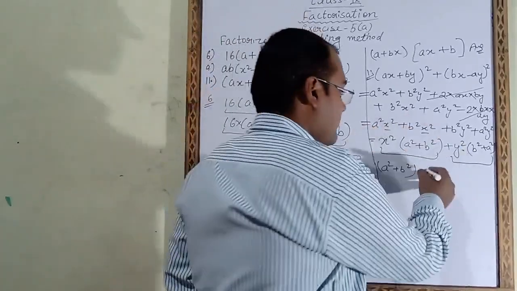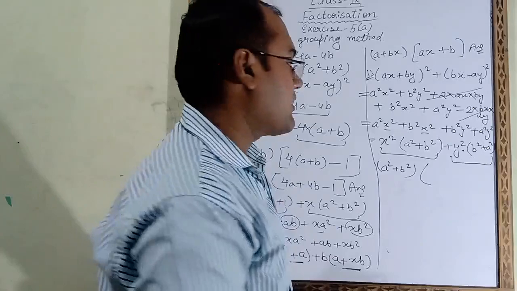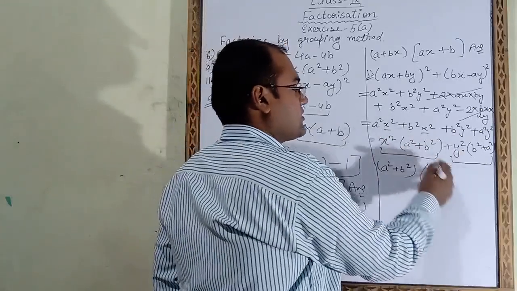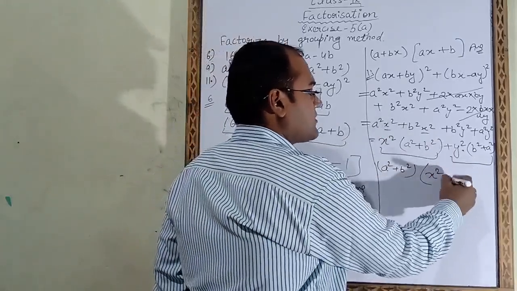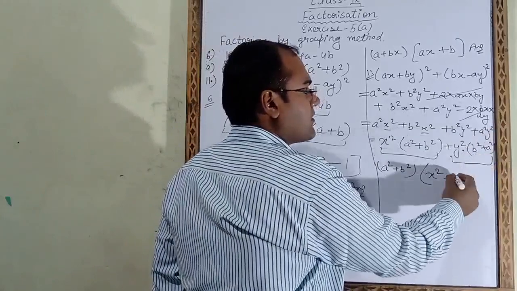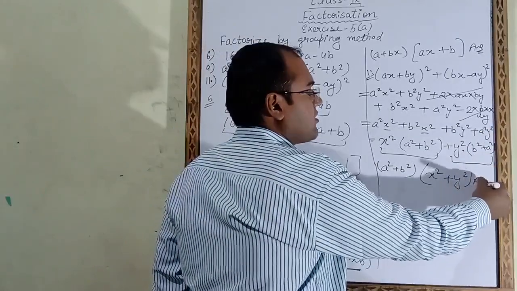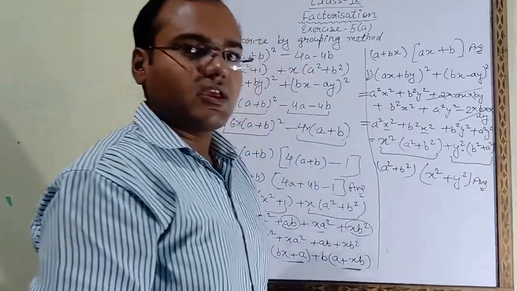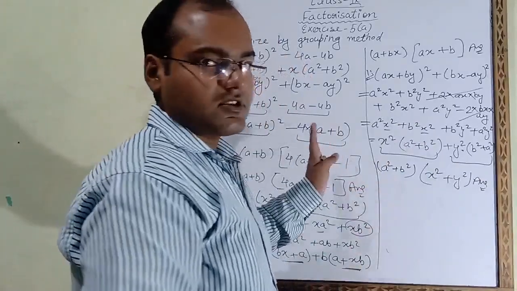Now in another bracket we will write the remaining part. This one we have taken common, so what is remaining? x square. Plus, this one we have taken common, what is remaining here? y square. Wait, x square plus y square remains. So this is your final answer of question number 11. So like this you have to do such questions.